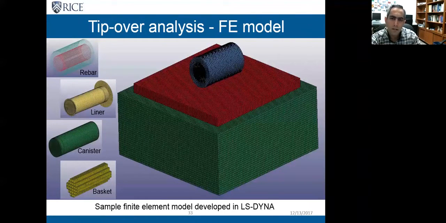For the analysis of this problem, I have used Elestina, and this figure shows one of my models. I have considered the soil, the foundation, and the cask. So the cask has different parts. One is the concrete overpack, which is shown in blue here. It also has a reinforcement. And then the liner, the canister, and the basket. So the basket basically holds the fuel rods, and it's inserted into the canister, and the canister is inserted into the liner, which is sealed on top by a lid.